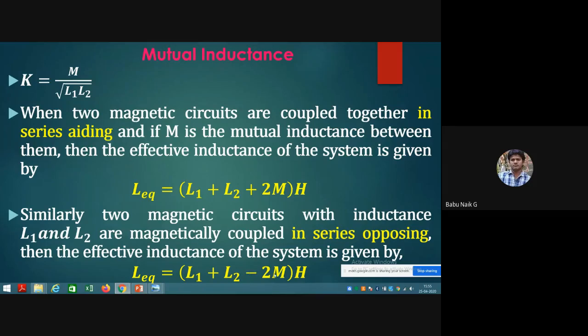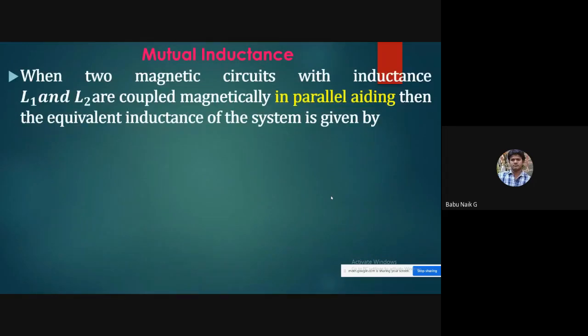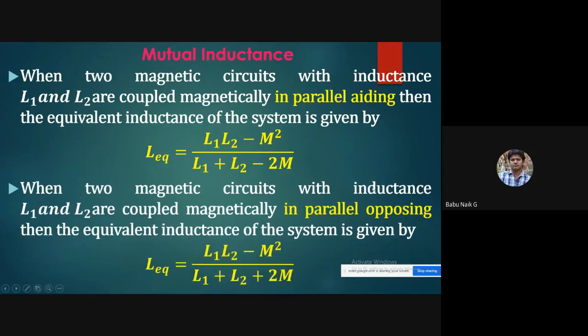Similar way, if you consider the parallel aiding and then parallel opposing, for the same two magnetic circuits with inductances L1 and L2. If it is a parallel connection of both circuits, L equivalent you can calculate as L1 L2 minus M square by L1 plus L2 minus 2M, if it is aiding. Similar way, if it is opposing in the parallel circuit, that is L1 L2 minus M square by L1 plus L2 plus 2M.